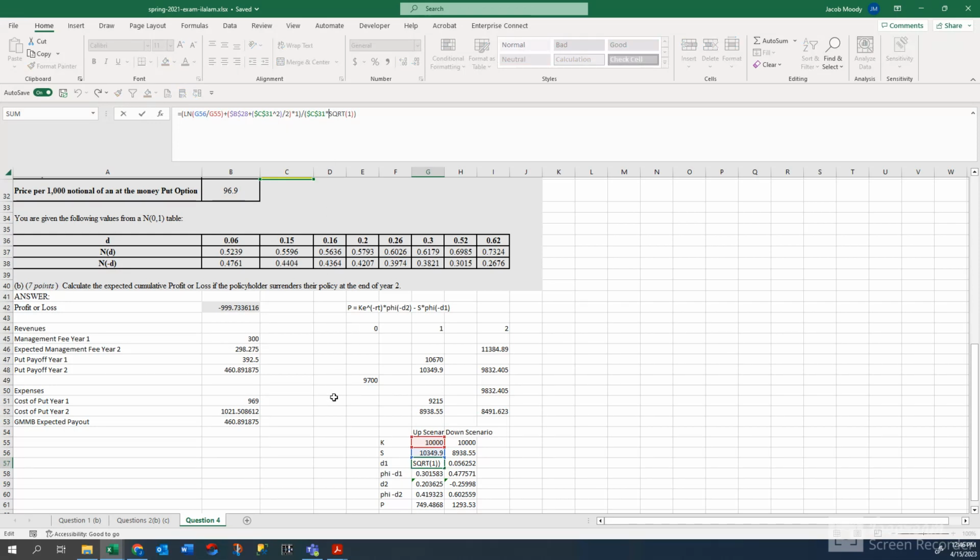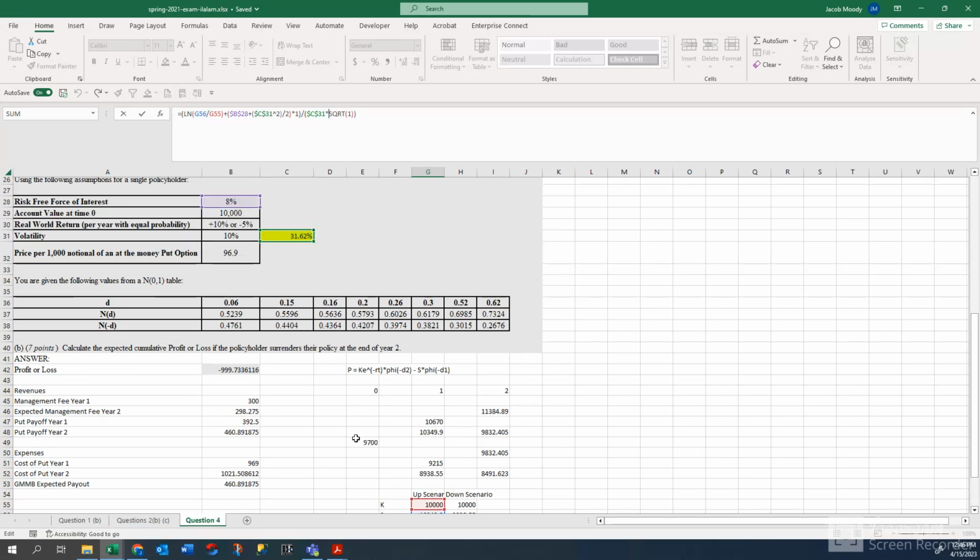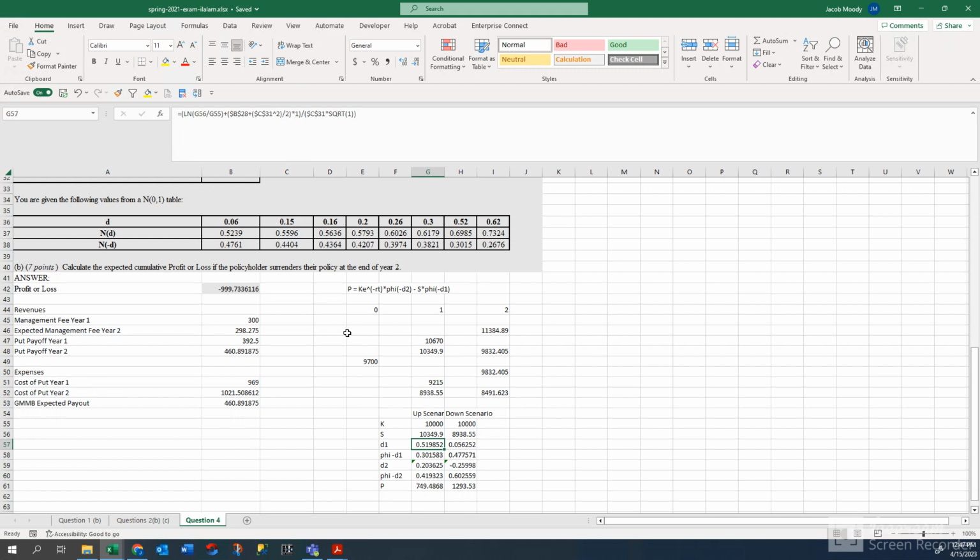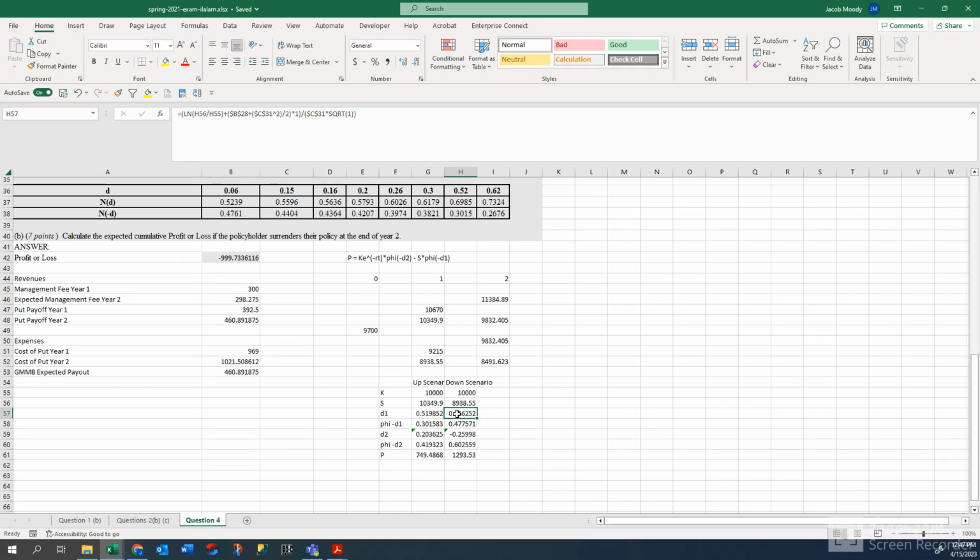For this formula, you just look up the standard Black-Scholes formula. It should be pretty simple and straightforward. Just note that the only difference I made is for my volatility, I used 31.62%, which is just the square root of that amount, because I messed up on this question. It was a defective question, like the SOA always does defective questions, but alas, here we are. And so here's our D1 and our D2.